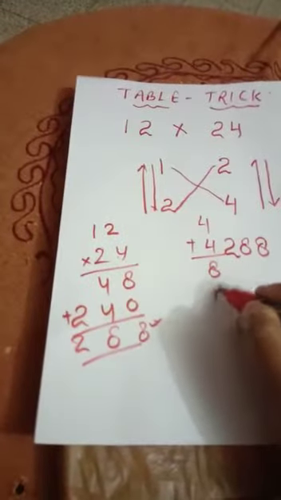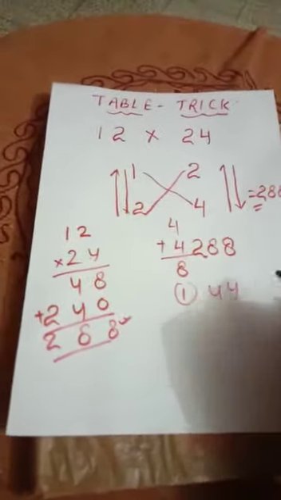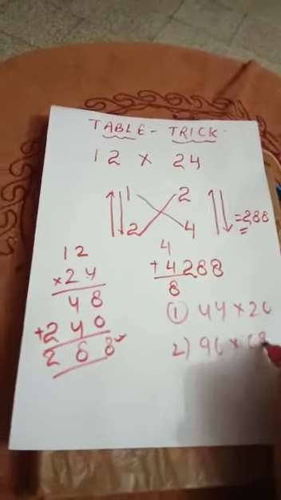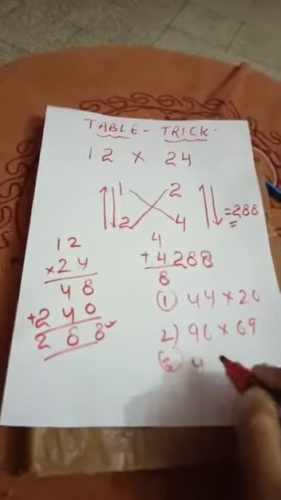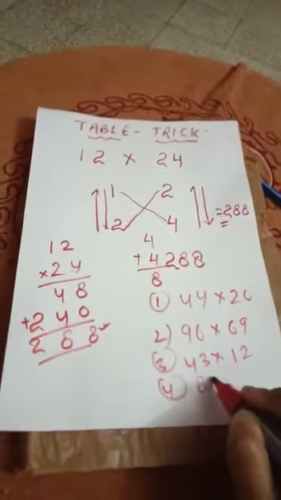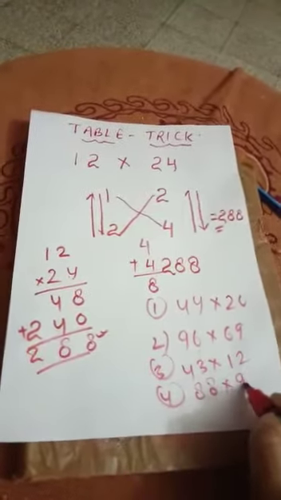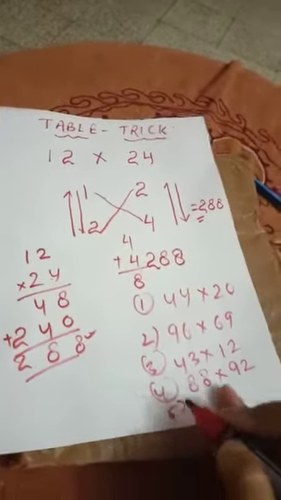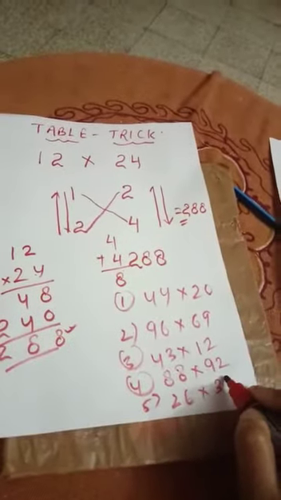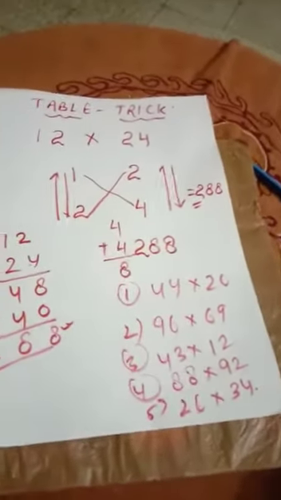So let us take another. I am giving you some assignment. So this is your assignment. Multiply 44 with 20. Second, 96 with 69. Third, 43 with 12. Fourth, 88 with 92. And fifth one, children, 26 multiplied by 34. So this is your assignment, children.